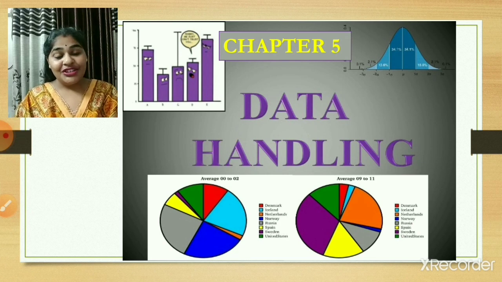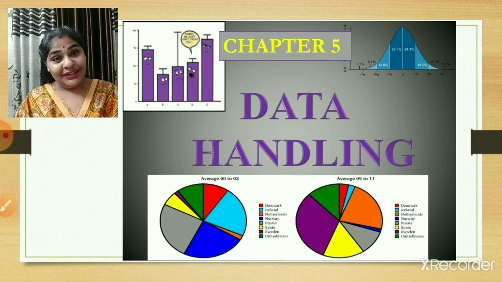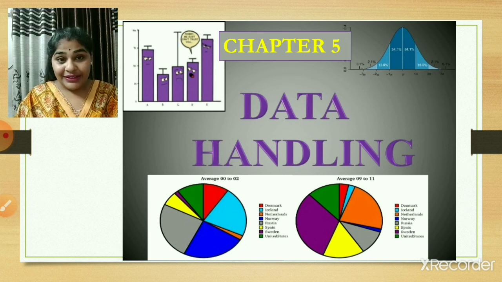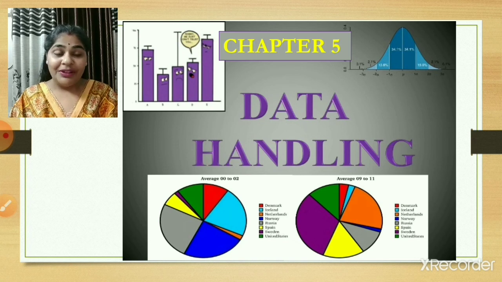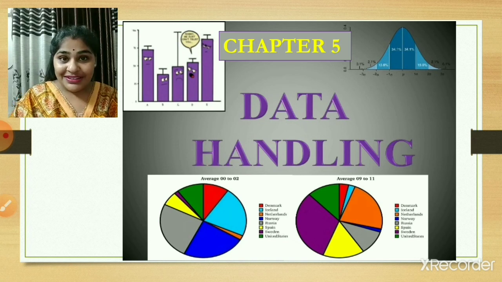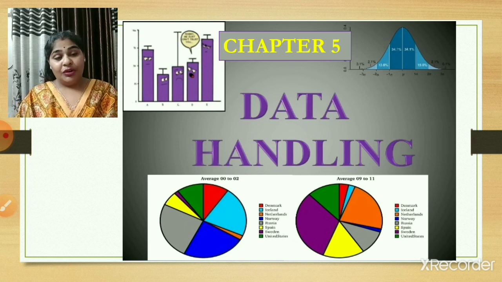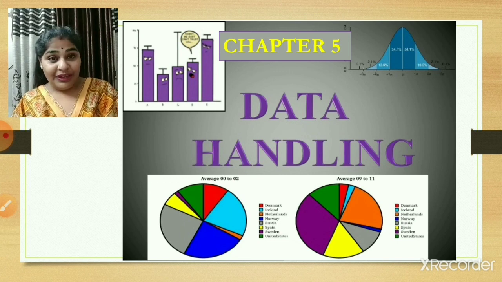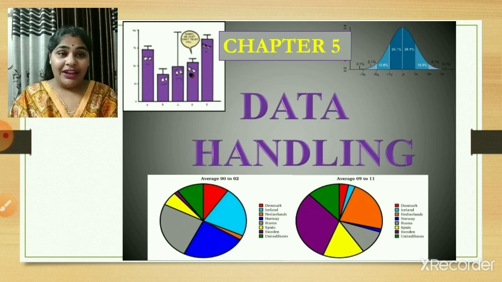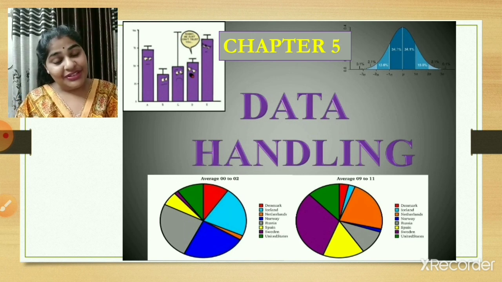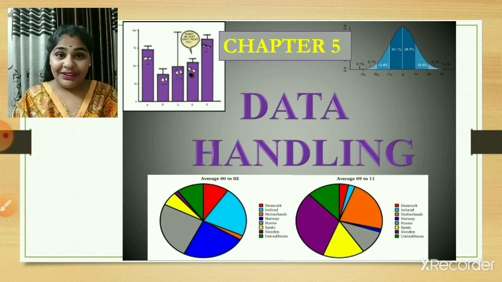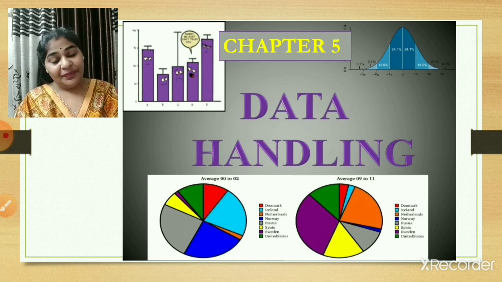So in the last session, children, we completed histograms: how to read a histogram, how to prepare a frequency distribution table, how to make the class intervals, and what all things we should keep in mind while drawing a histogram and while making the frequency distribution table. We have seen all that in the last session, and we have also completed exercise 5.1. So today, children, let us move further.